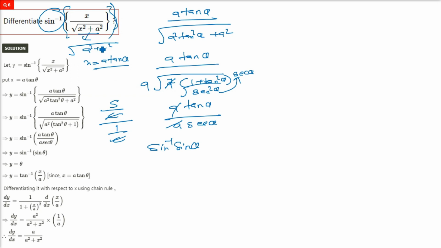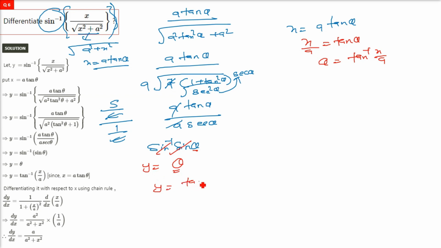But is there any condition? No, there is no condition being given. So you can directly go ahead. x equals a tan theta. From here, we will find theta, because this x equals a tan theta is being put by us, not by the examiner. We have put it, so we have to be very sure about that. So theta is tan inverse x by a. Essentially we have to differentiate this: y equals tan inverse x by a.